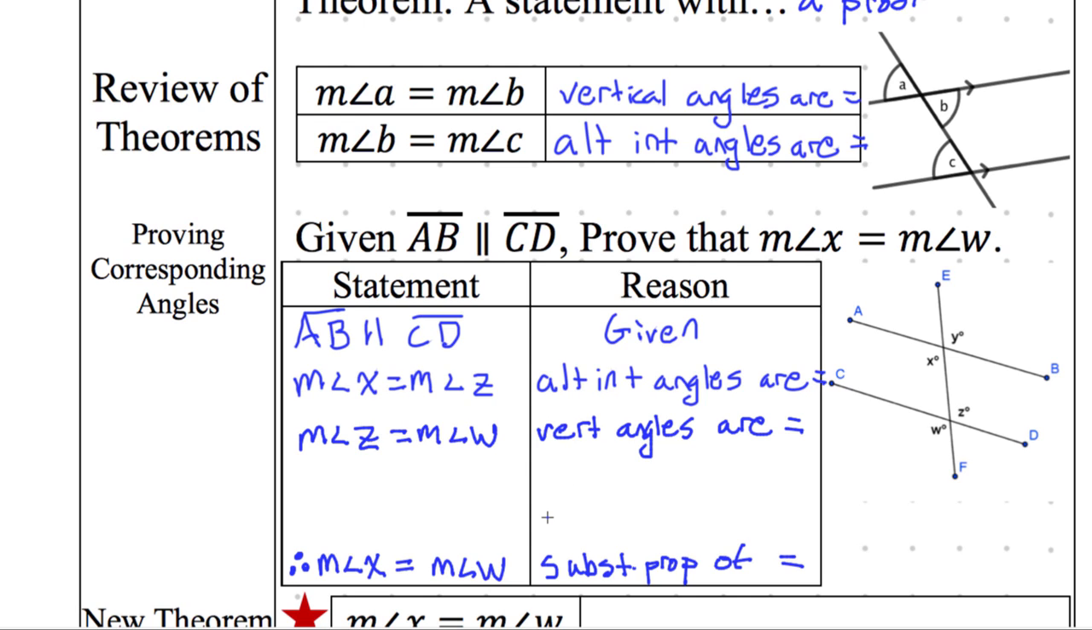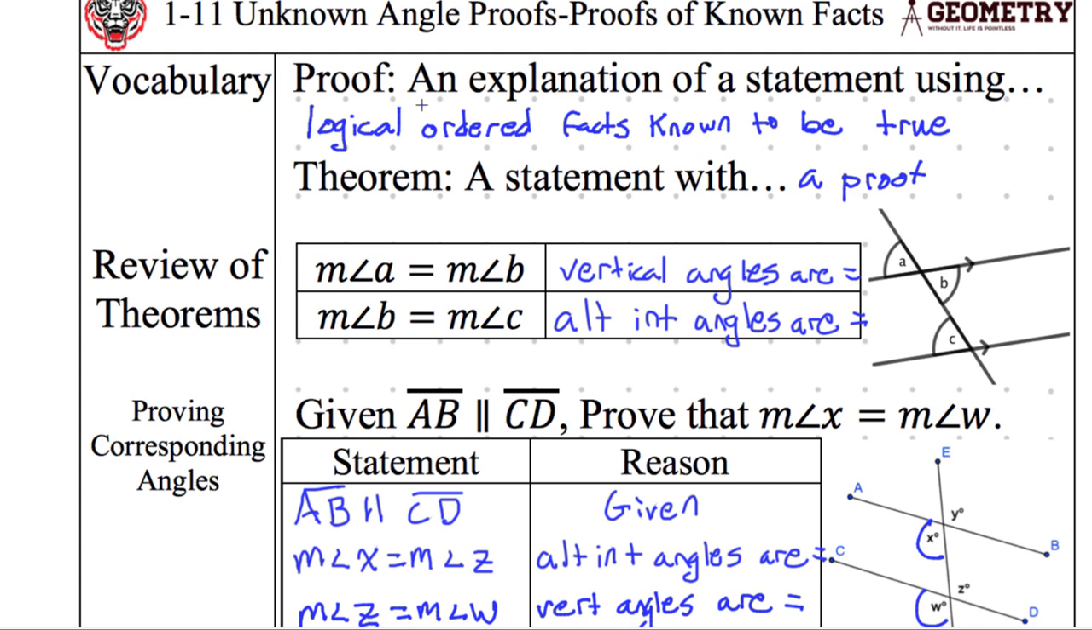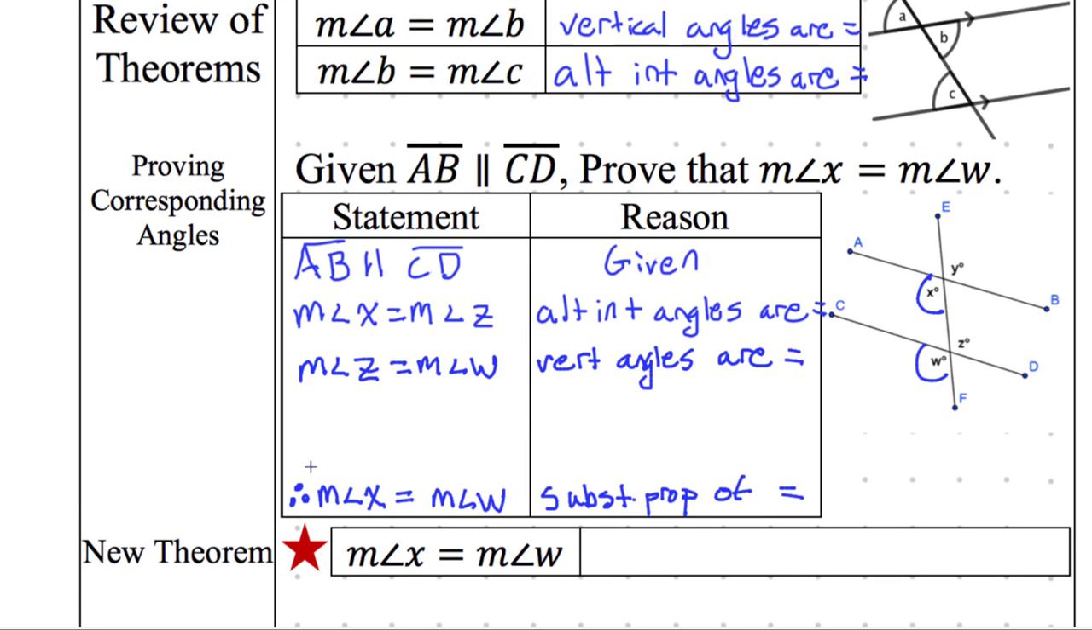Now that we've proven this, this is now a theorem. This is now a theorem that X and W are the same angle. We had the statement before. It used to be a statement. A statement is without a proof. Once we have a proof, it becomes a theorem. That's how we transform a statement to a theorem. This is a theorem now. X and W, X and W. These two angles have the same measure.